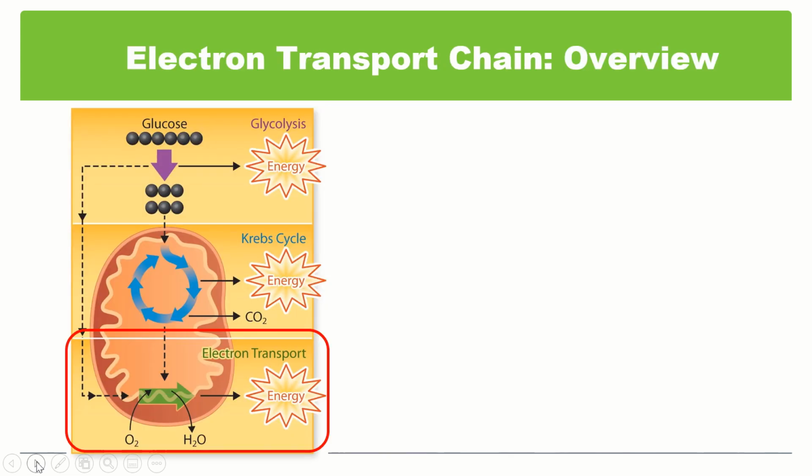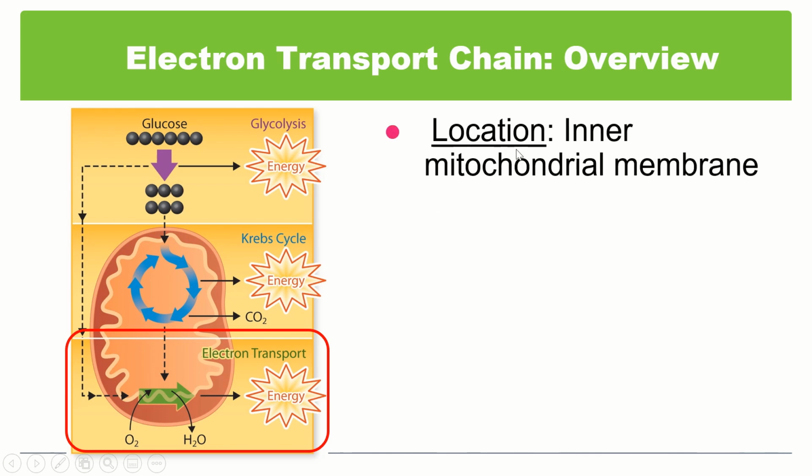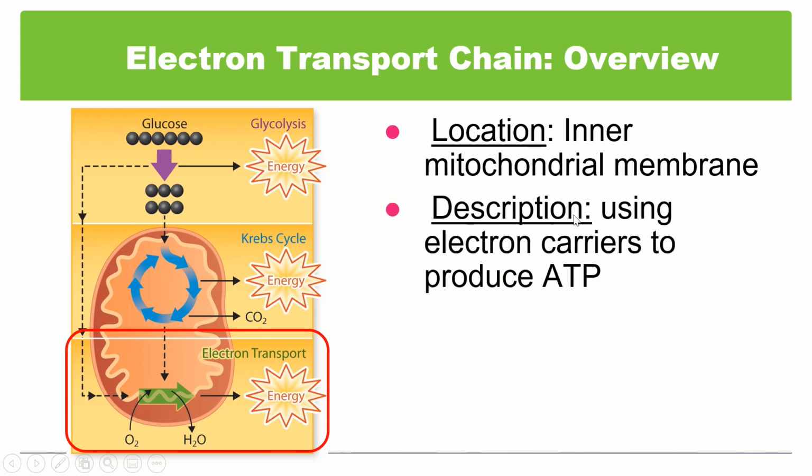Okay, moving on to the electron transport chain. This should be pretty easy because you've studied an electron transport chain before, and it has a lot of similarities to the one in photosynthesis. So the location is the inner mitochondrial membrane. It's got to be in a membrane because we have to have those membrane proteins that the electrons are bouncing around. The description is that you're going to use those electron carriers from the Krebs cycle to produce ATP.